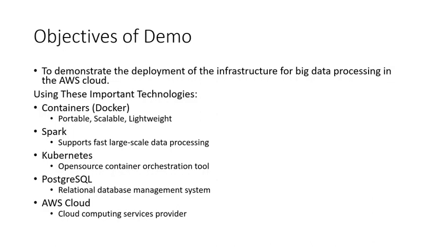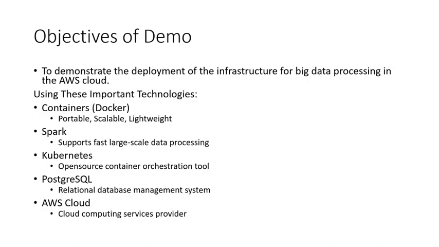Docker is used for creating lightweight containers. They are portable and scalable. Spark supports big data processing. It supports fast and large scale data processing. And Kubernetes is an open source container orchestration tool.